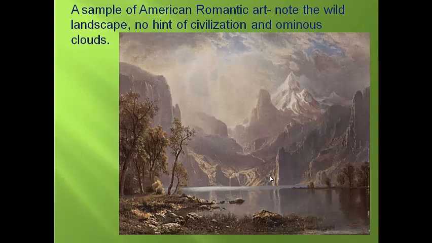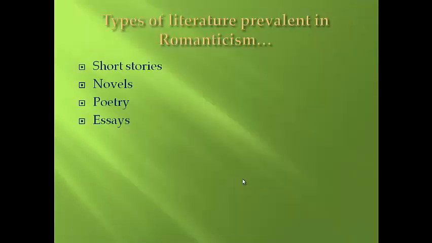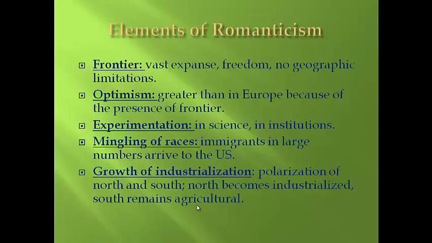As a sample of American romantic art, note the wild landscape, no hint of civilization, and ominous clouds. Now you can see in this picture the vivid description of Romanticism and the dream of the romantic period. So, what kind of literary works were produced during this romantic period? The first ones are short stories, novels, poetry, and essays. They mostly paid attention to short stories and poetry.